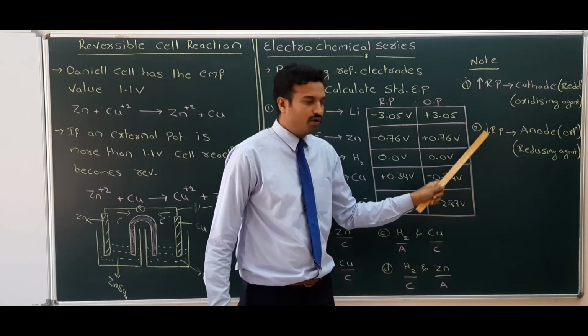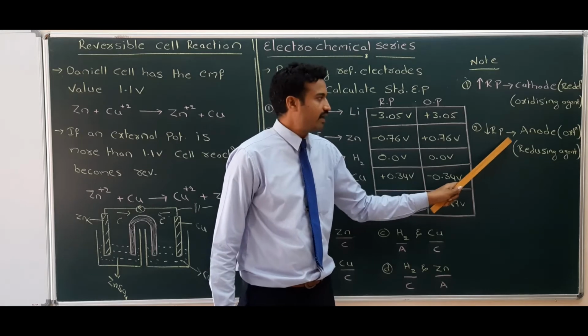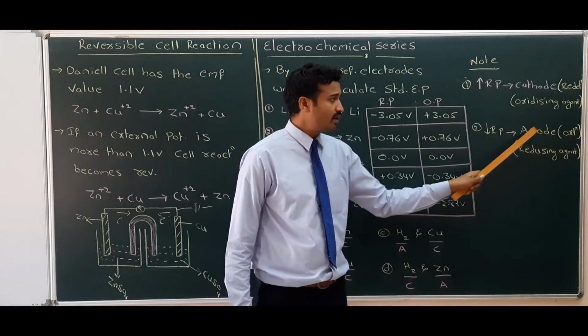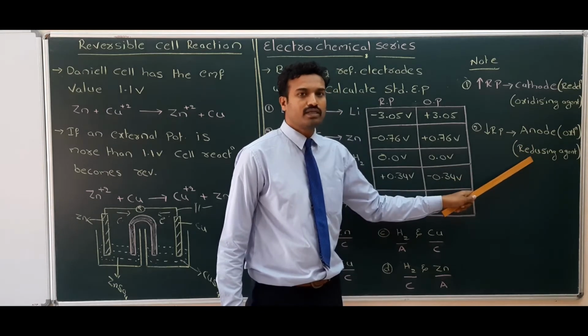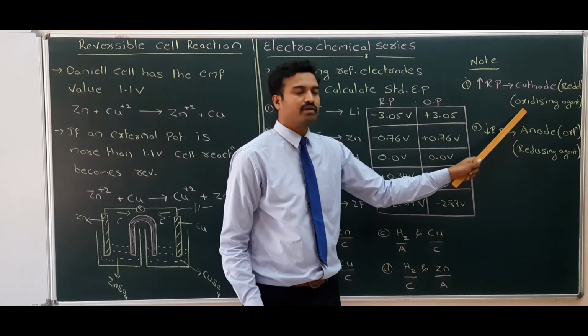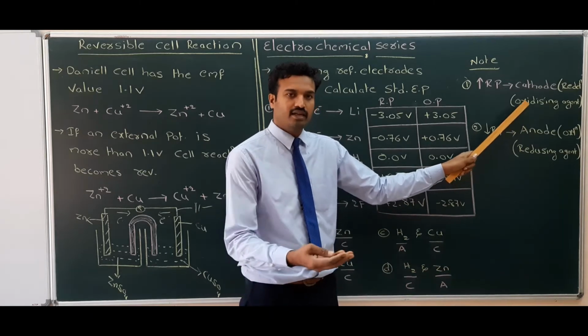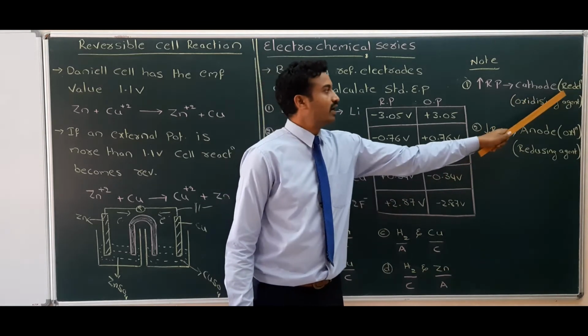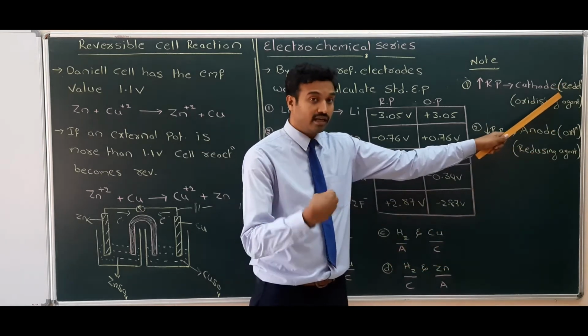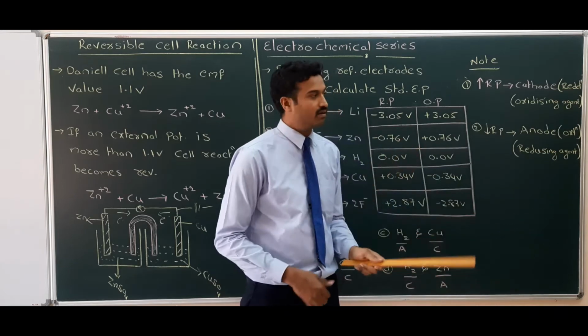Second one, the lower reduction potential acts as an anode. At anode, the reaction is oxidation. That substance is called the reducing agent. Reducing agent means the substance which gives the electron. Oxidizing agent means the substance which gains the electron. Now, oxidation means losing of electron, and reduction means gaining of electron.